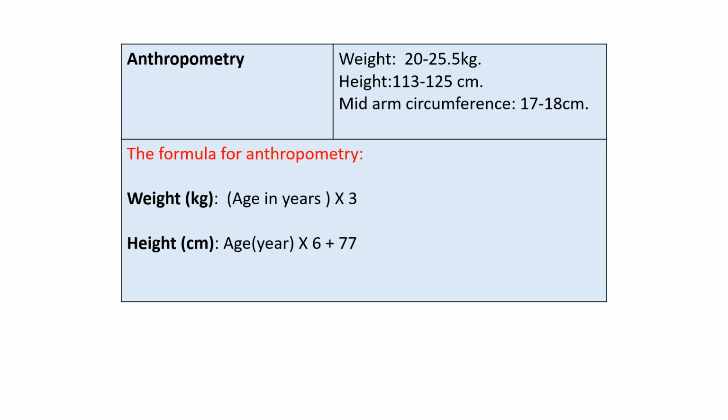In the previous video also I have told how to calculate the degree of malnutrition. That is actual weight divided by expected weight. Expected weight is found out by using this formula into 100. If the value is below 90%, the child is having a risk of malnutrition.